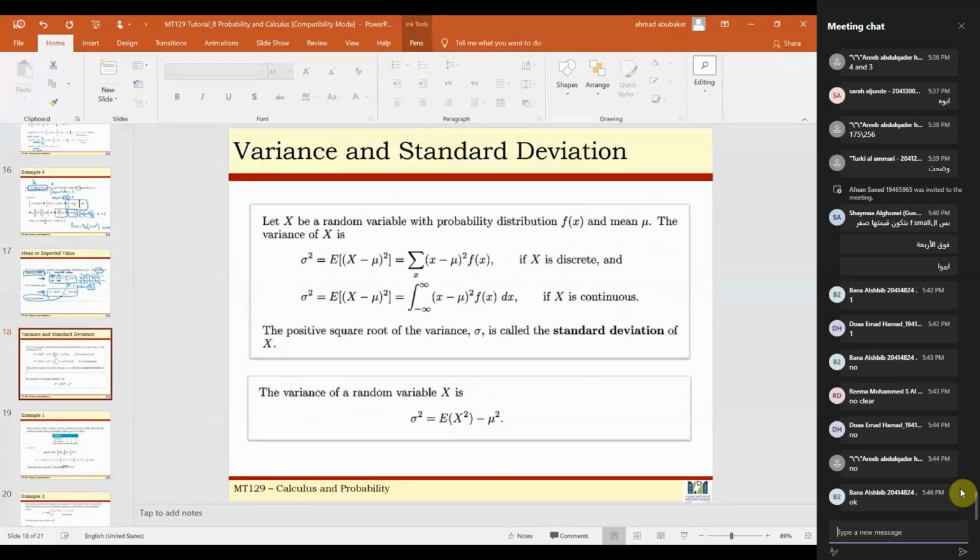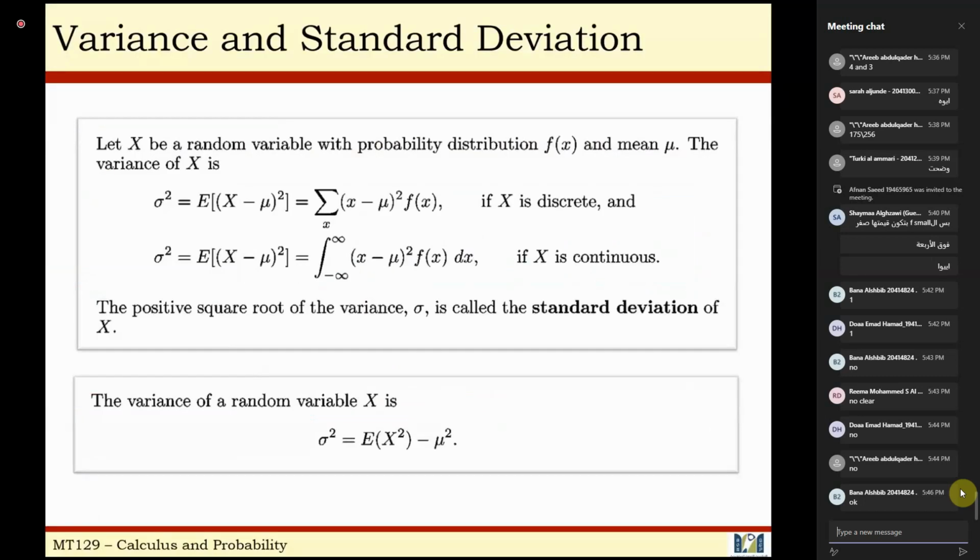Before the example, we also have the variance. What's the meaning of the variance? Variance is sigma square. This means we can find the variance by this law. This is the variance.